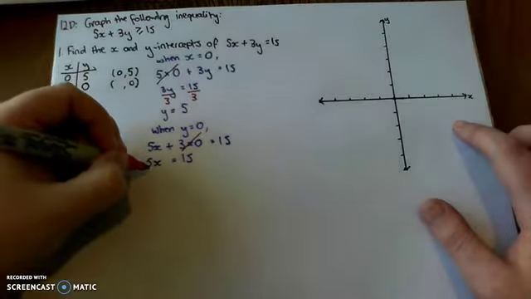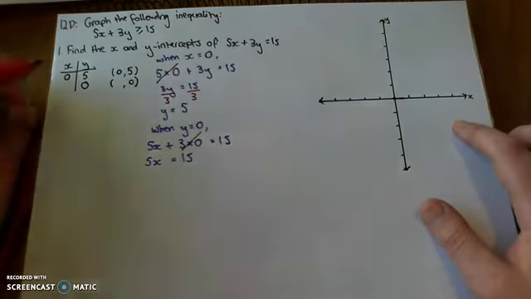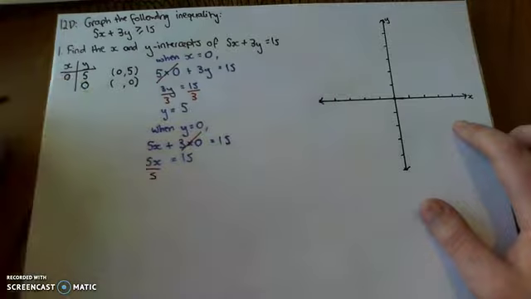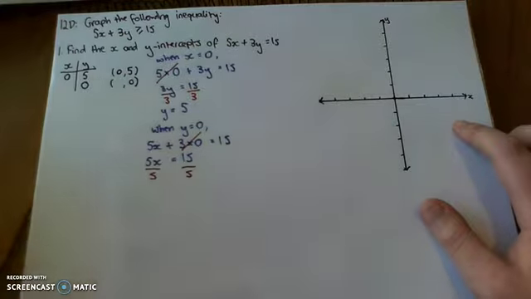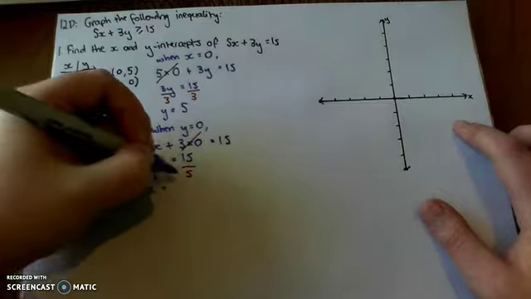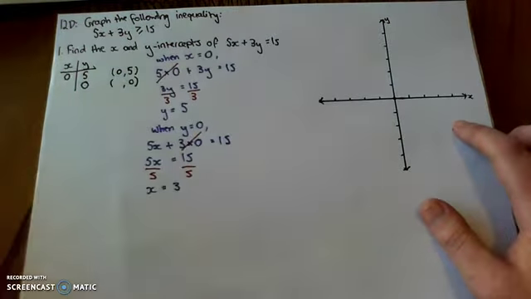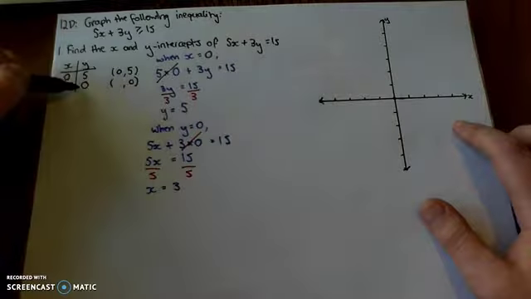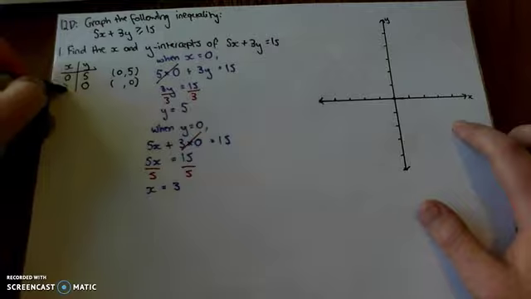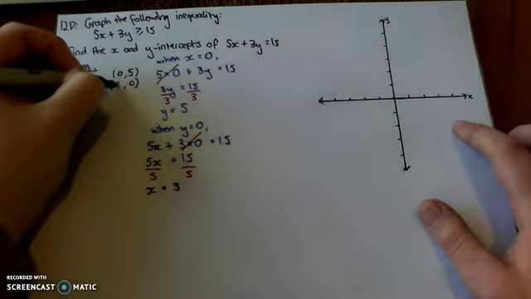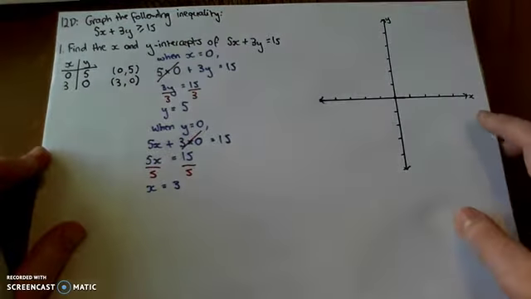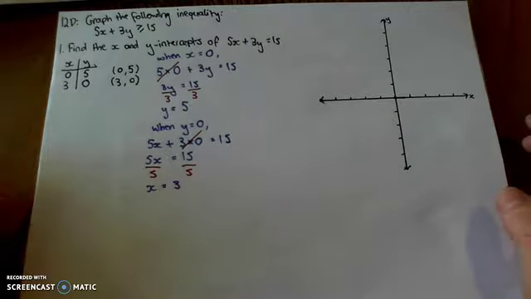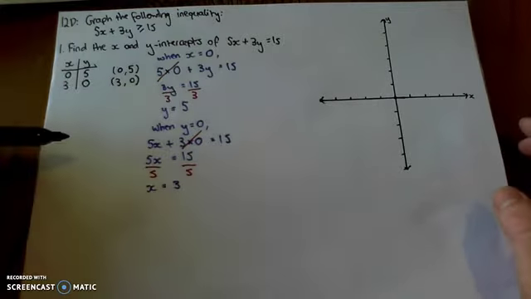We want x by itself. We do not want it being multiplied by 5. We divide by 5 on this side, which means we divide by 5 on the other side. x is then equal to 3. So we now know that when y is equal to 0, x will be equal to 3. And that gives us our second coordinate that we can plot on the graph. So we have (0, 5) and (3, 0).